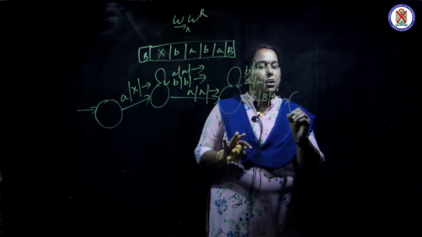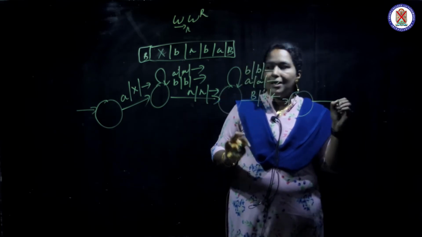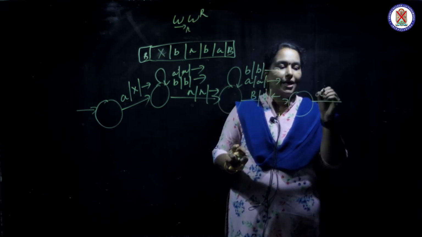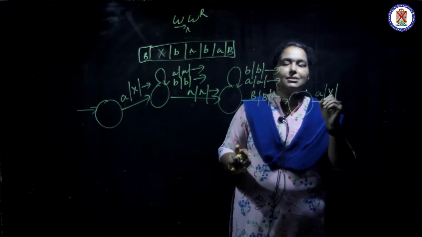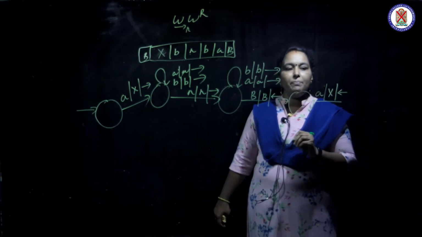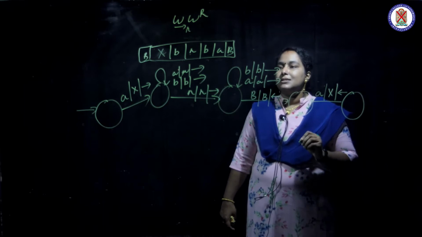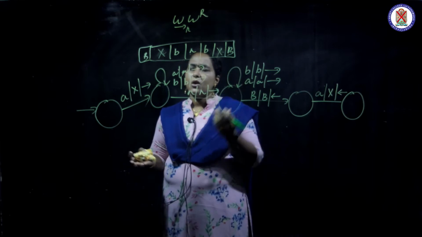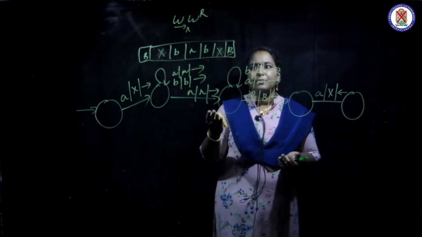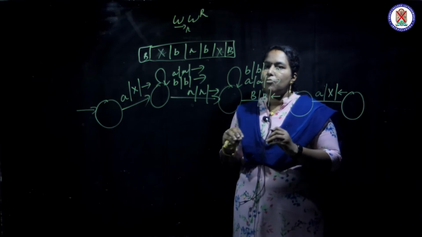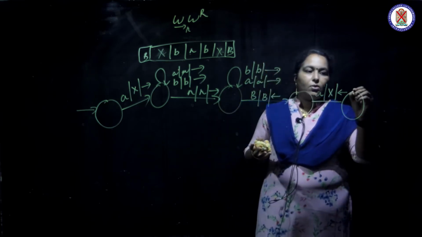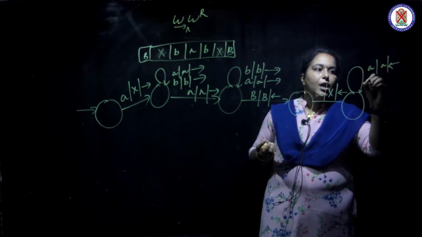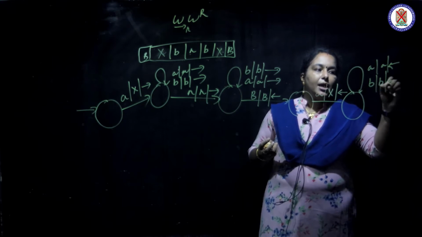So I will write it: when A comes, since we are starting here for A, we must make a transition here. A comes, I make it as X and I move backward. When I move backward, I can see B's or A's, the whole combination will be there. Here there are only B's, since we have taken only a small string, but there will be A's and B's also. So A comes, I move backward. B comes, I make it as B and move backward.